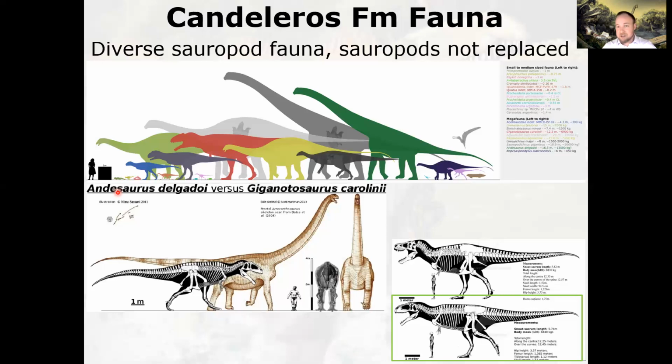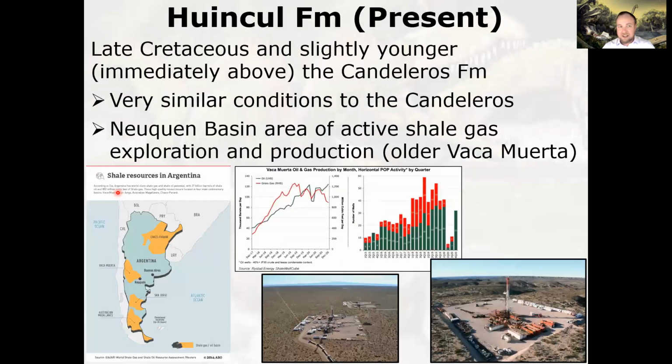So that's the Candeleros Formation. We're now going to look at the strata that are immediately above it, the Huinco Formation. So what does that look like today? Well, again, it's late Cretaceous in age. It's above the Candeleros, so it's very slightly younger. Only a couple million years really difference between them. We're going to see that they're pretty similar to each other, but they're a little bit different.